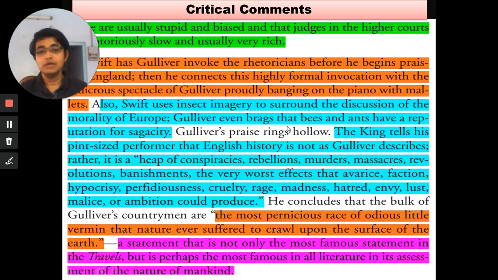The king tells his pin-sized performer that English history is not as Gulliver describes, rather it's a heap of conspiracies, rebellions, murders, massacres, revolutions, banishments, the very worst effects that faction, hypocrisy, perfidiousness, cruelty, rage, madness, hatred, envy, lust, malice or ambition could produce. So the king clearly says that English politics is full of hypocrisies, rebellions, murders, revolution.